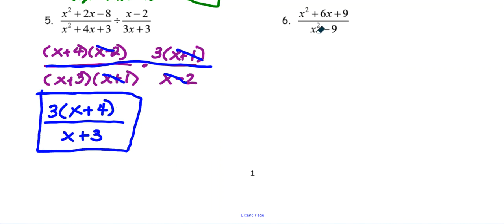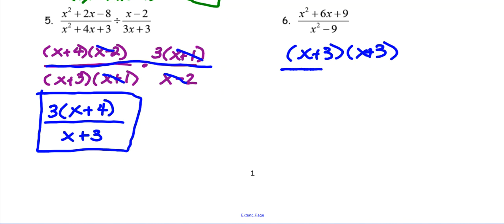Okay, and then number 6, I just need to simplify this fraction. There's actually no operation going on here. I'm not adding, subtracting, multiplying, or dividing. But I do have a quadratic over a quadratic, so I can factor them both and see if anything cancels. In my numerator, I need two numbers that multiply to 9 and add to 6, so that would be 3 and 3. So I have x plus 3 times x plus 3.